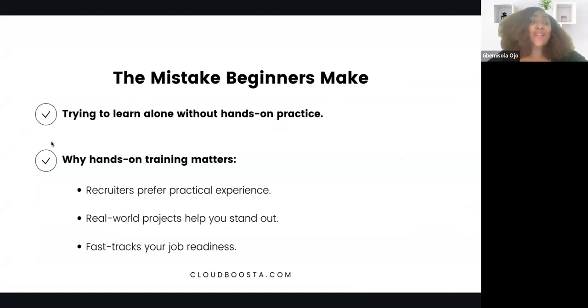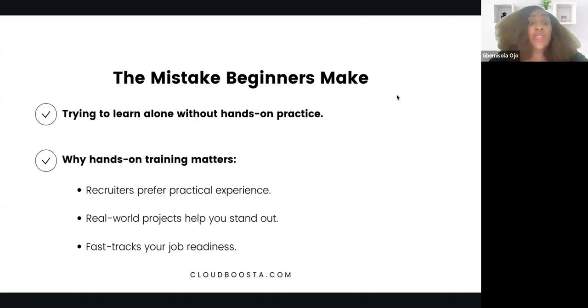Mistakes that beginners make: sometimes they try to learn alone without hands-on practice. Some people say, I can learn this thing by myself. Where has that gotten most of us? It's so hard because life continues to demand a lot from you. You continue to have increased responsibilities as you grow older, even if you don't have a family, and it just becomes increasingly harder to learn anything.